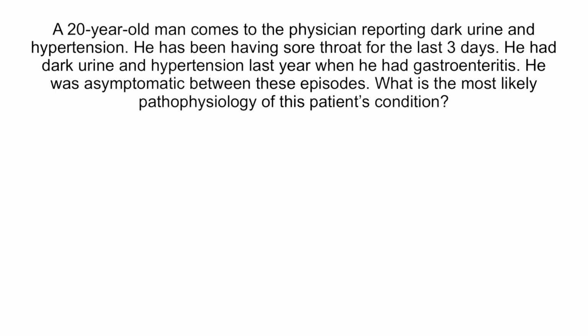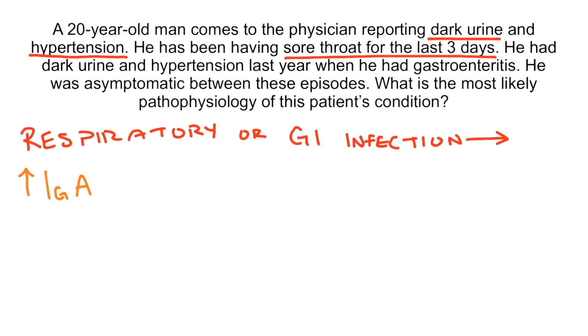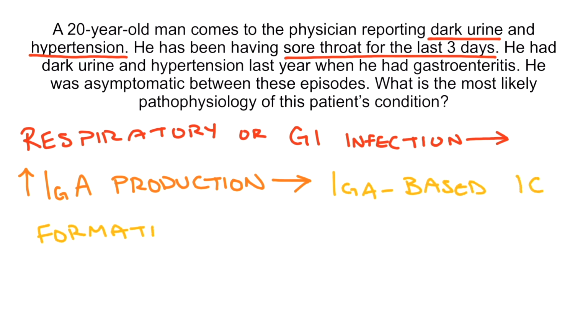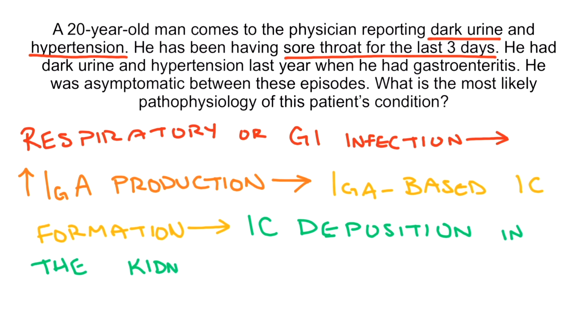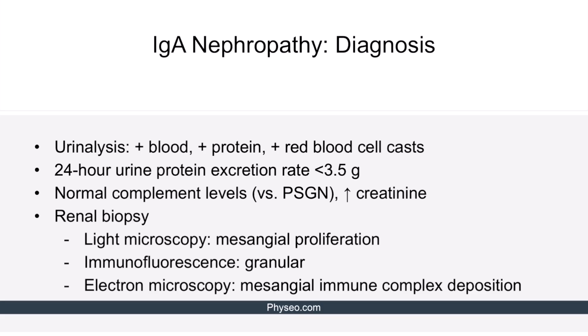This patient presents with dark urine and hypertension. He's been having sore throat for the last 3 days. The dark urine suggests hematuria. Hematuria and hypertension during respiratory or GI infection are consistent with the diagnosis of IgA nephropathy. Respiratory and GI infections cause increased IgA production. IgA then binds to microbial antigens, forming immune complexes. These immune complexes deposit in the kidneys, causing IgA nephropathy. Let's move on to diagnosis.